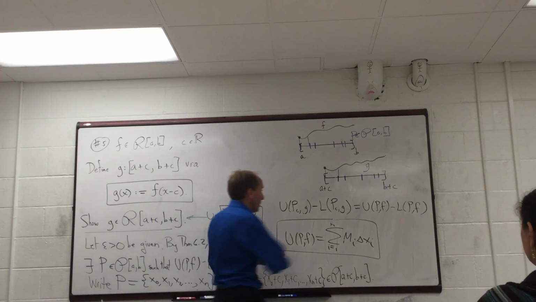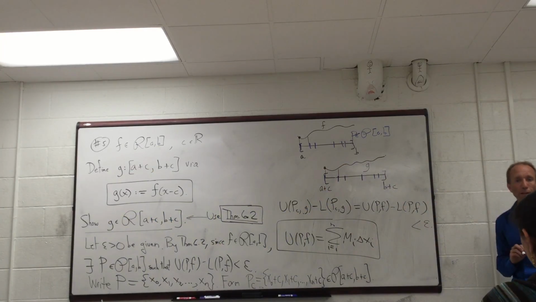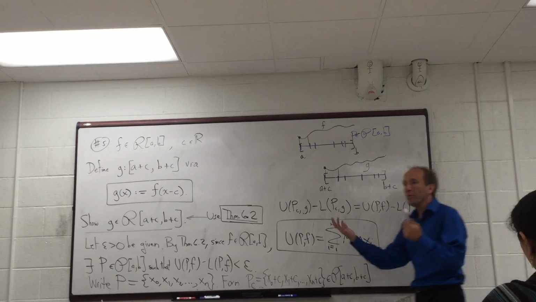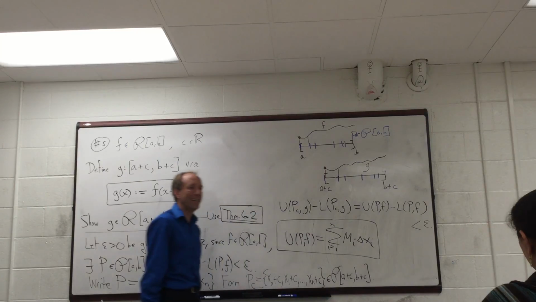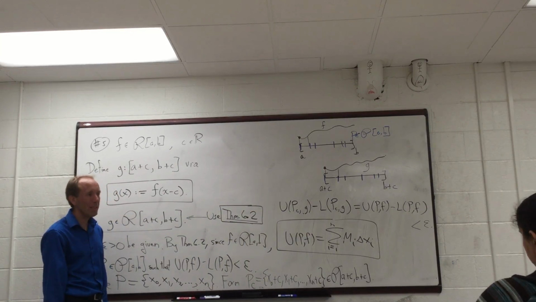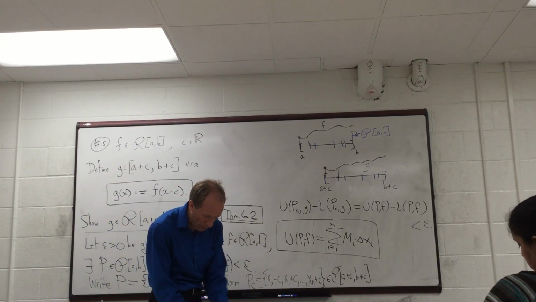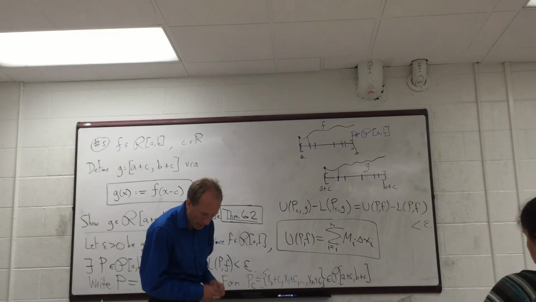So this is the end of the proof then, because this part was already assumed to be less than epsilon. So you created your partition and you got your value. Does this make some sense? Yeah. So that is how you can do that calculation.